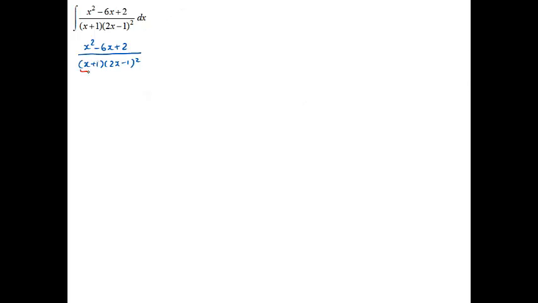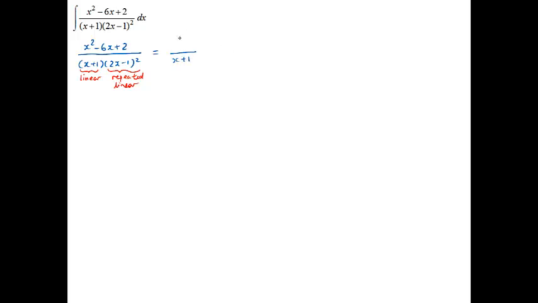So what you see here is a linear denominator. And what you see here looks like a linear, but there's a power 2. So this is a repeated linear denominator. So I will resolve it into the linear denominator.